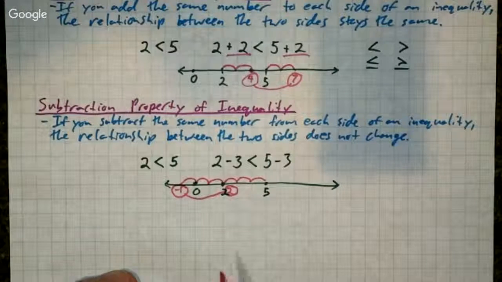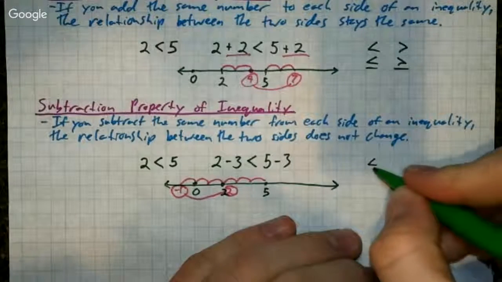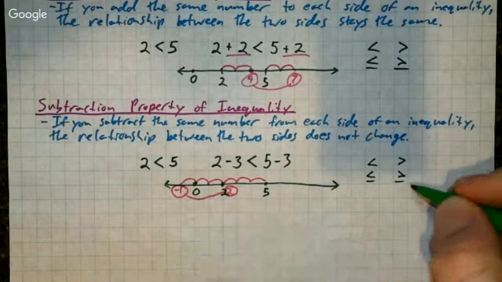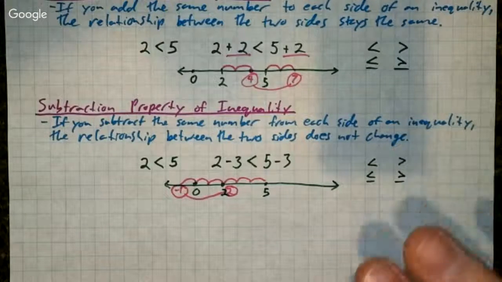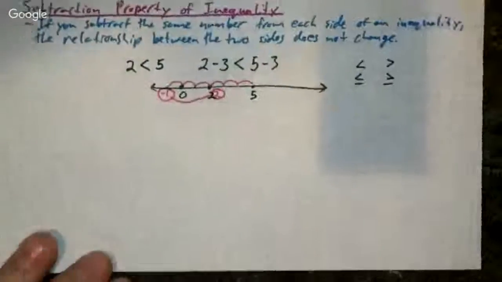And this is true not only for what I did here, which was less than, but also less than or equal to, greater than, and greater than or equal to. Any of those signs, this is also true. So those are the basic, easy, simple ones. Let's get into the ones where there's actually going to be a change.